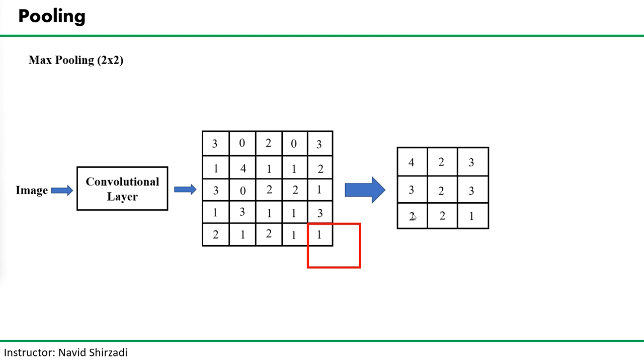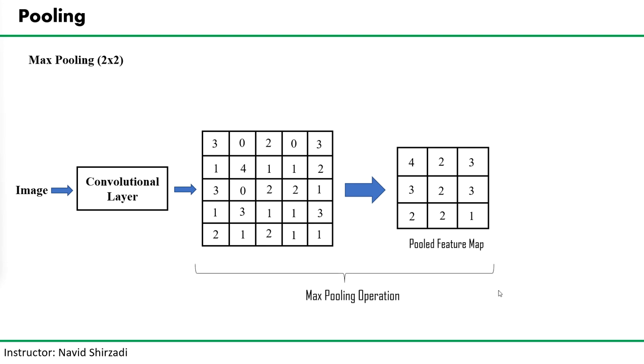So this is our pooled feature map that is generated based on our feature map. With this pooled feature map, we not only reduce the dimensionality of the feature map generated in the convolutional layer, but we also extract the important features from this feature map by selecting the maximum values and decreasing its size as well. This process is called the max pooling operation.